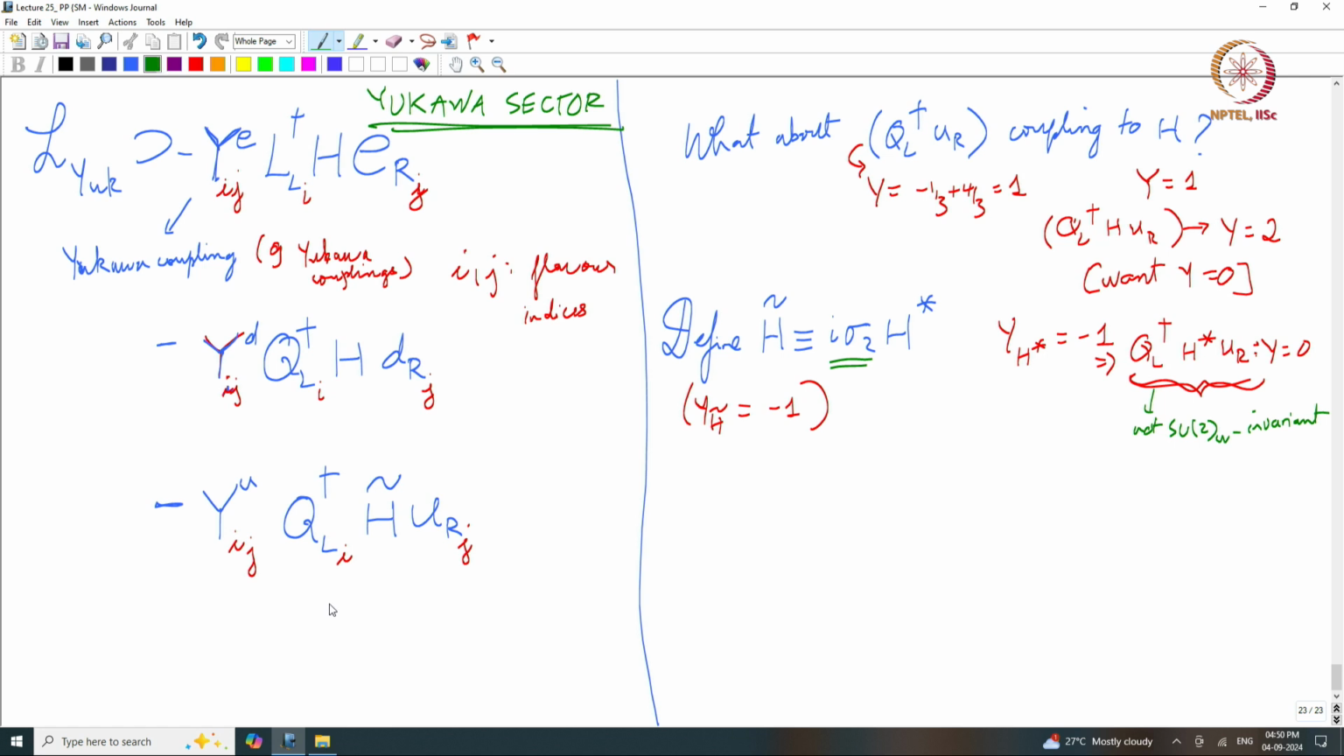So plus the Hermitian conjugate. Okay, never forget this. You should always write the Hermitian conjugate. Always think about complex versus real. Okay, and I claim that this term is SU2 invariant. Okay, and let's verify that claim right now.